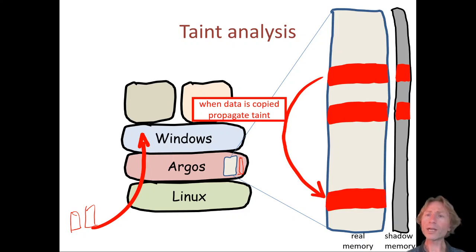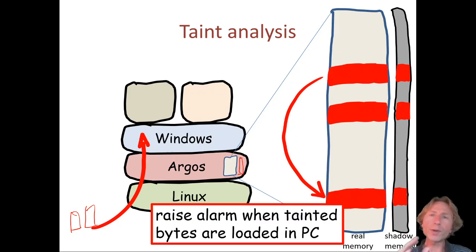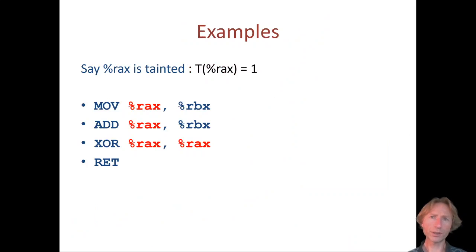And whenever we copy data, we also copy the taint information. So if we copy data that is coming from the network, so from an untrusted source, we also indicate that whatever location it's copied to will also be tainted. And then we raise an alarm when such tainted bytes are loaded into the program counter, into the instruction pointer. So that's how Argos operates.